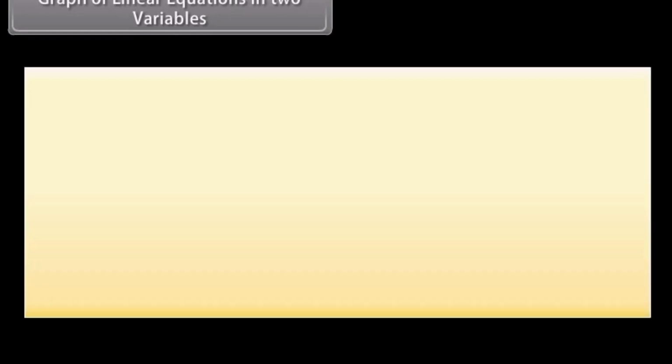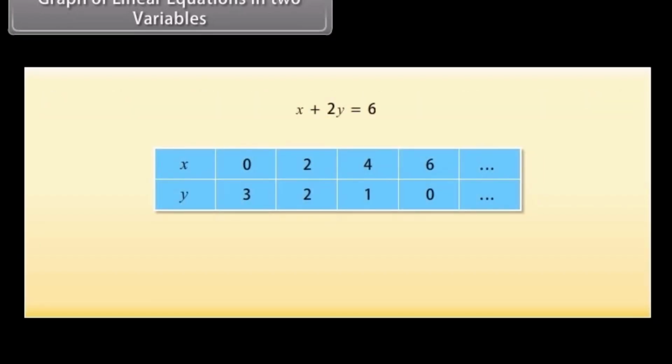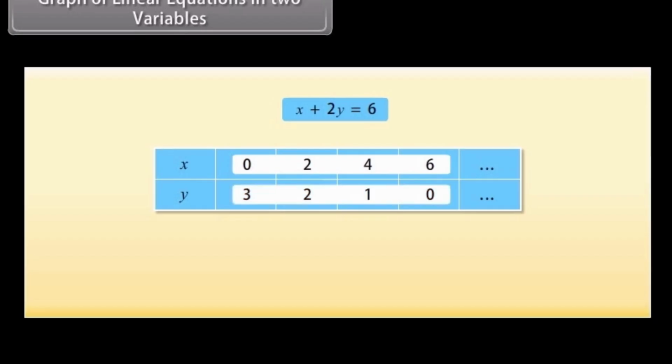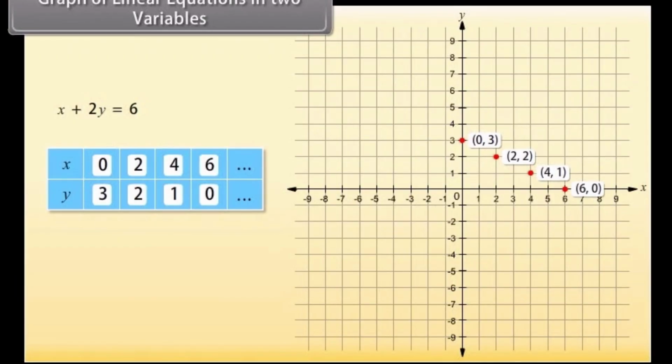Graph of linear equations in two variables. Now let us look at the geometric representation of the solution of linear equations in two variables. Look at this table. The solutions of this given equation are expressed in the form of this table. These are the values of x and these are the values of y. Let us now plot these points on a graph paper. Let's first take the value of x as 0 and y as 3. This is the point we have obtained. Similarly, mark other points on the graph using these values.